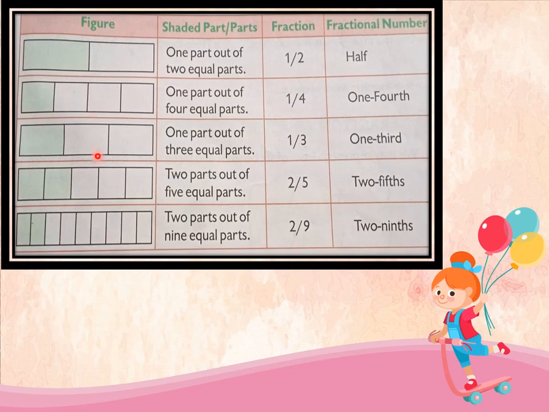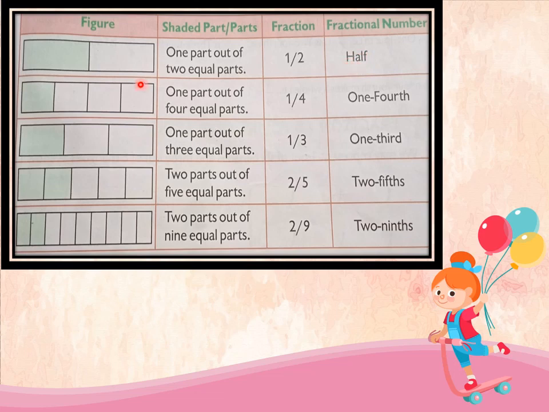Figures are given here: shaded part, fraction and fractional number. Here how many equal parts are there? 2 equal parts. And how many parts are shaded? 1. So 1 part out of 2 equal parts. In the fraction, 1 part is shaded, and in the denominator we write 2. So 1 upon 2. In fractional number we write it as half.